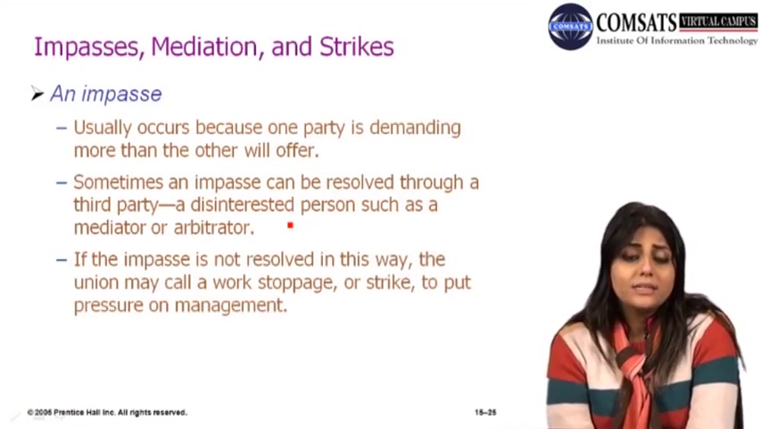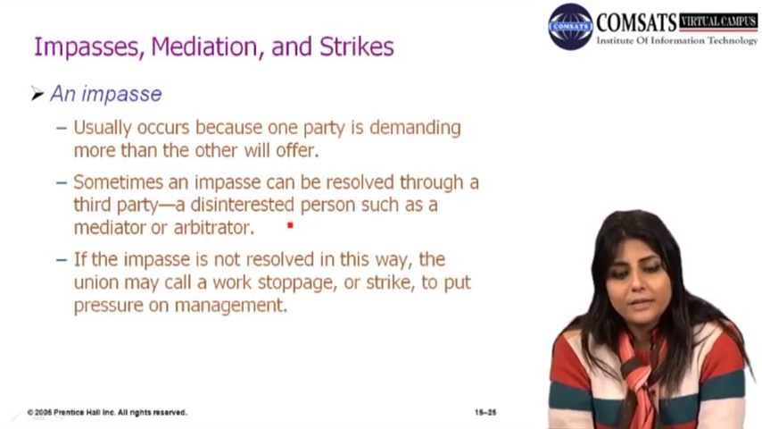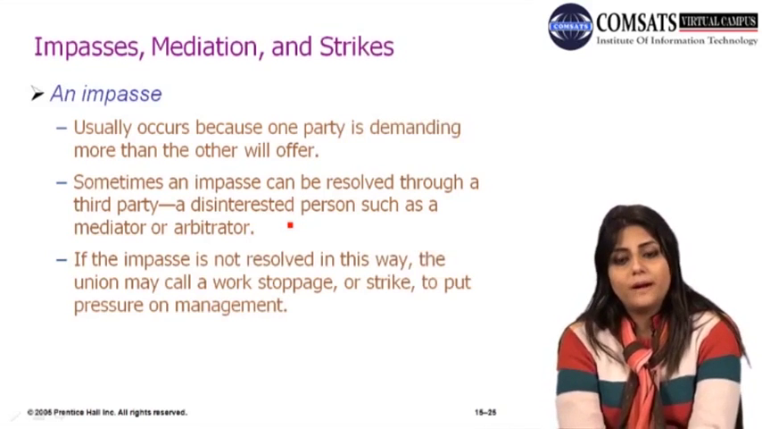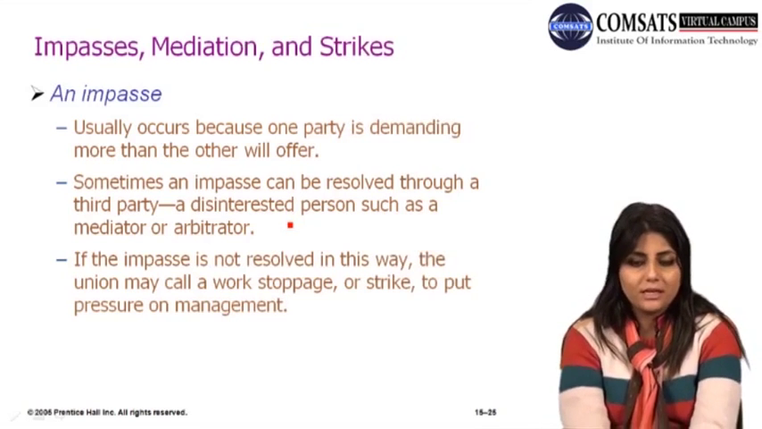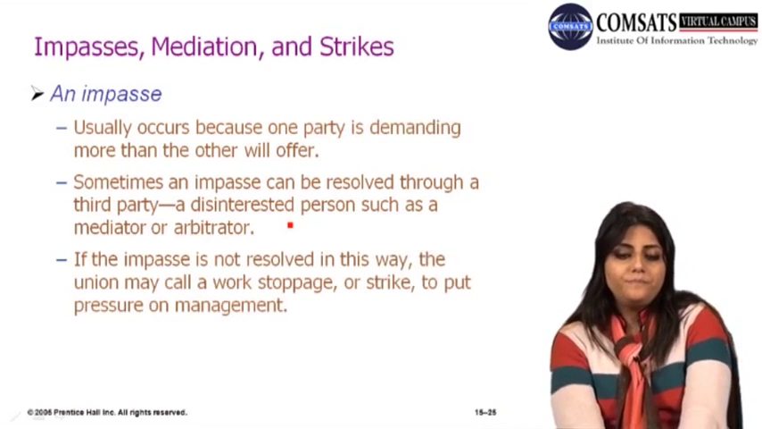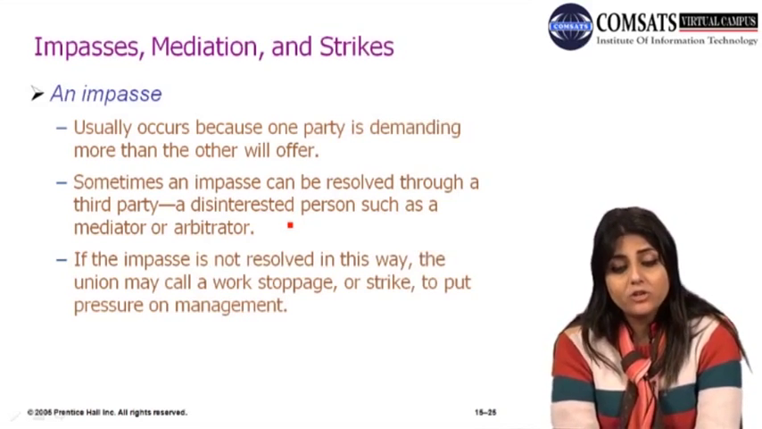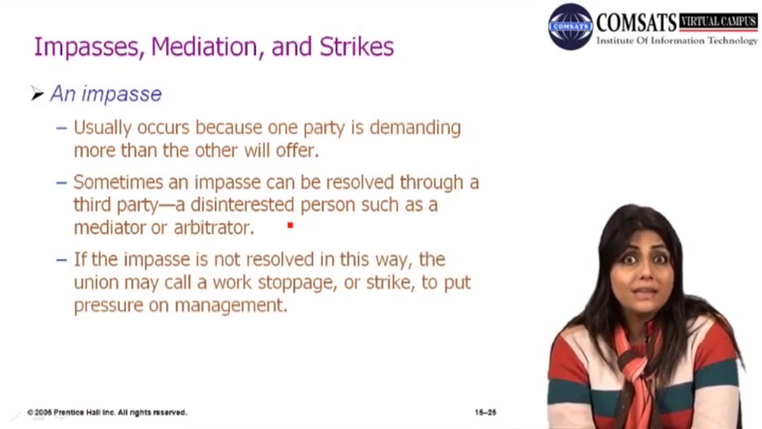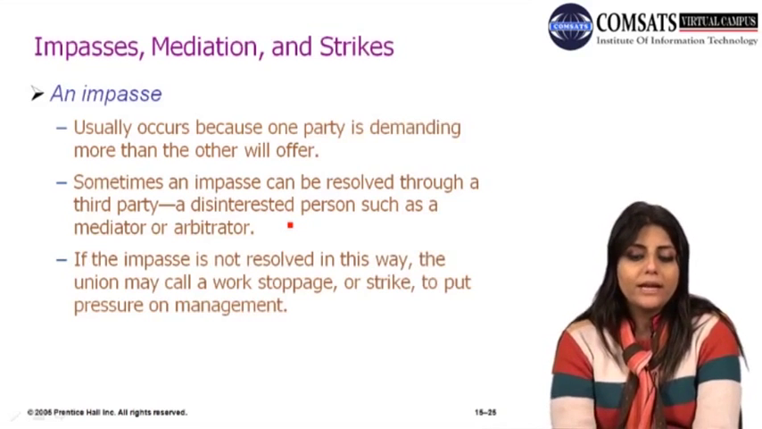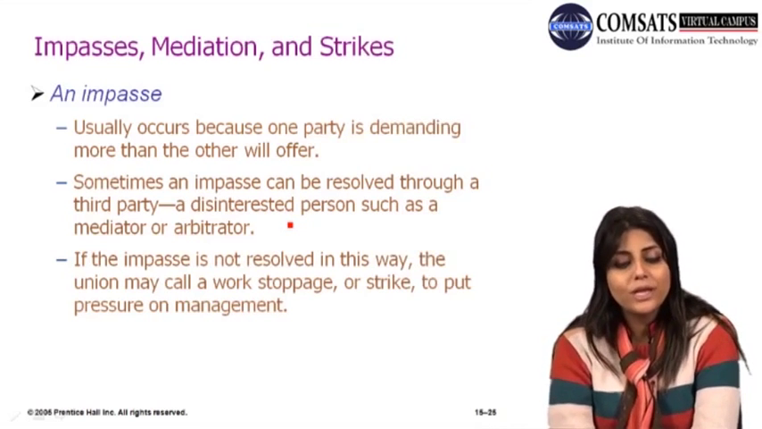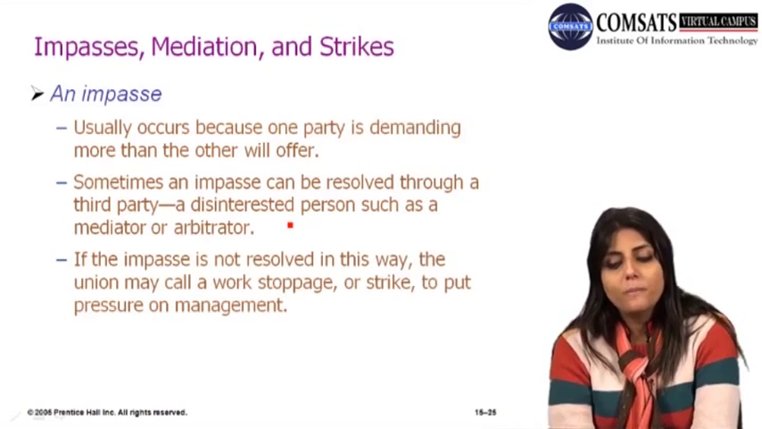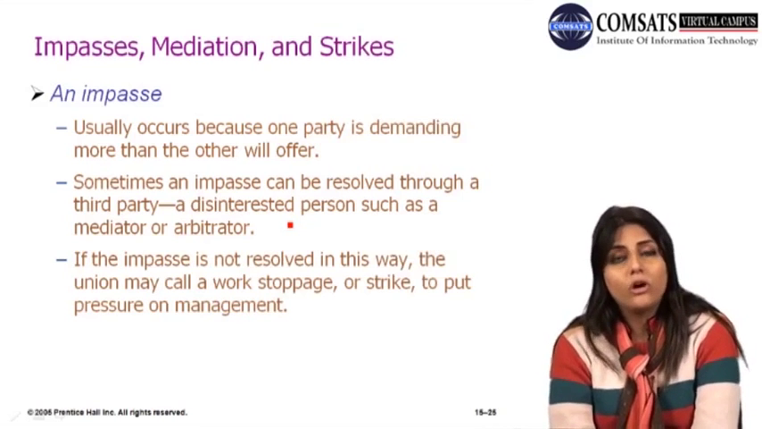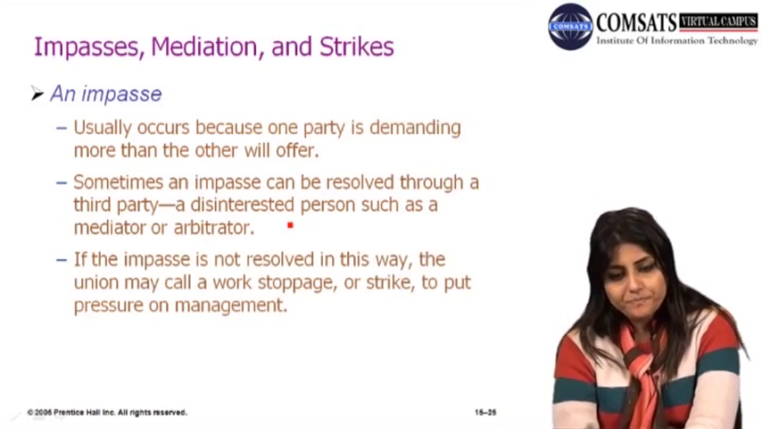Impasse, when it occurs, can be resolved through third party mediation. There are different ways in which third parties can be involved. It can be a mediator or an arbitrator, but it is a disinterested person, basically an unbiased person. And if the impasse is not resolved in this way, the union may call a work stoppage, a strike, to put pressure on management.